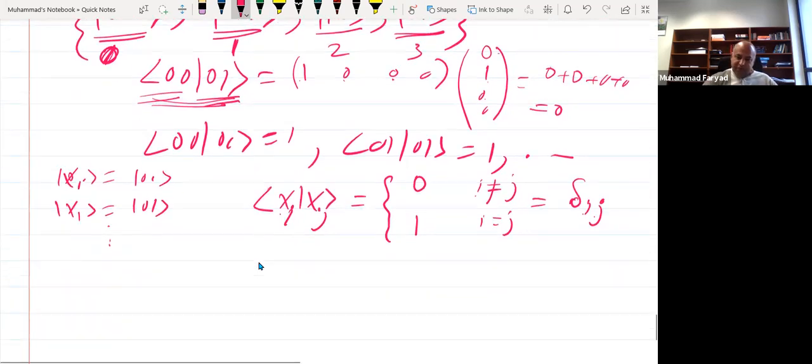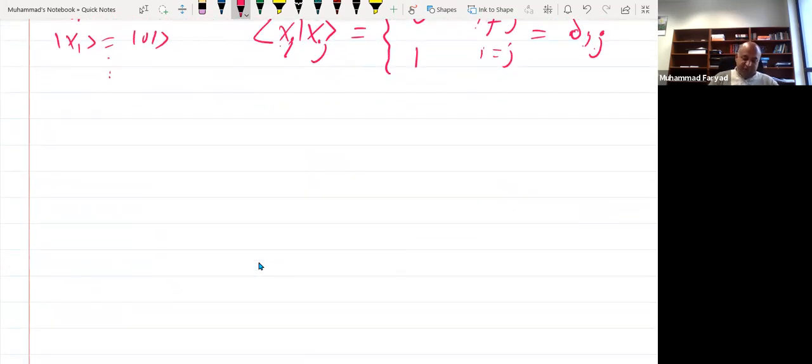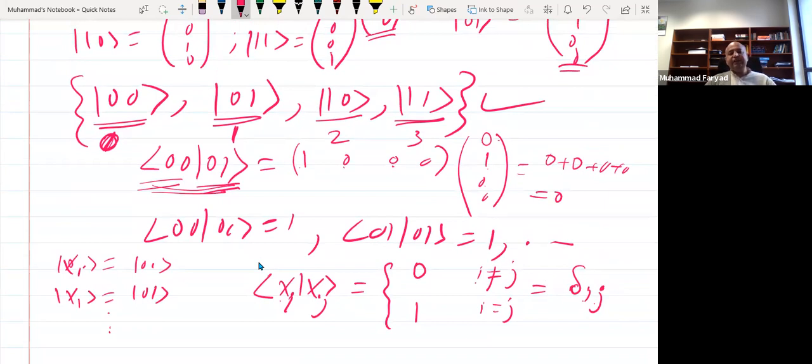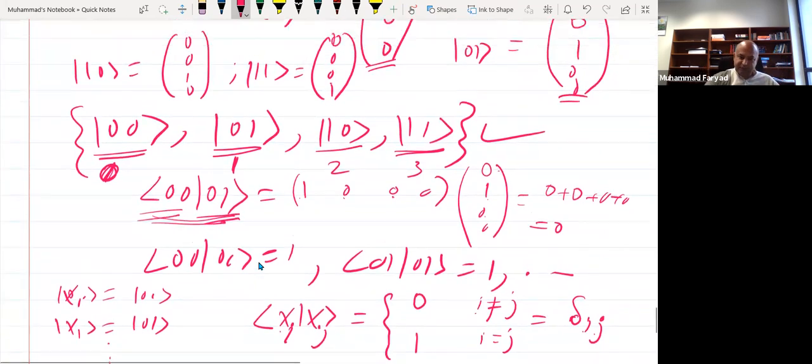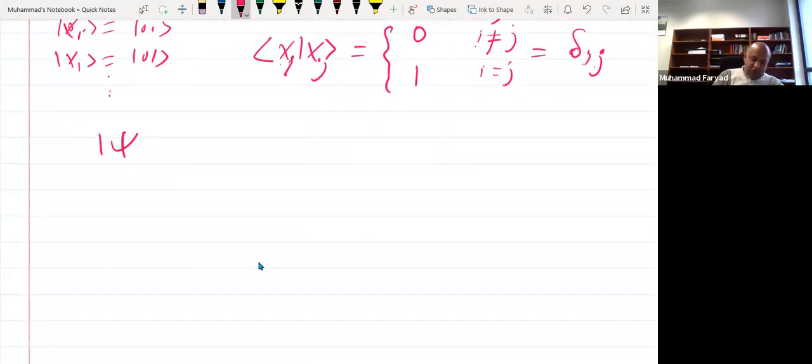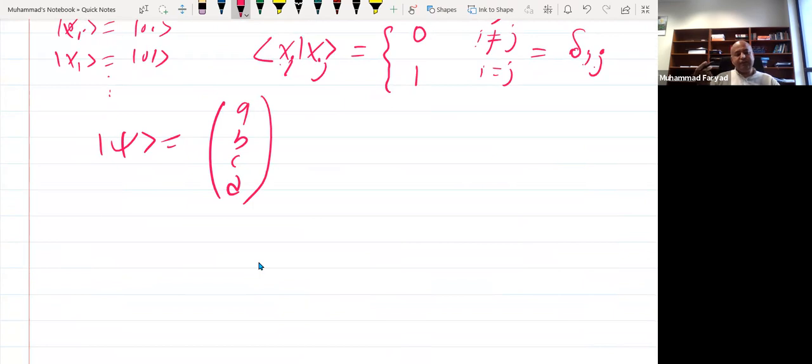So now we have a basis to deal with 2-qubit system, and that is this basis. Now let's see, can we write any general state in terms of these basis states or not? So for that, let's say the most general state of 2-qubit system can be A, B, C, D, right? So it's a 4x1 column vector. So we can have A, B, C, D in general.